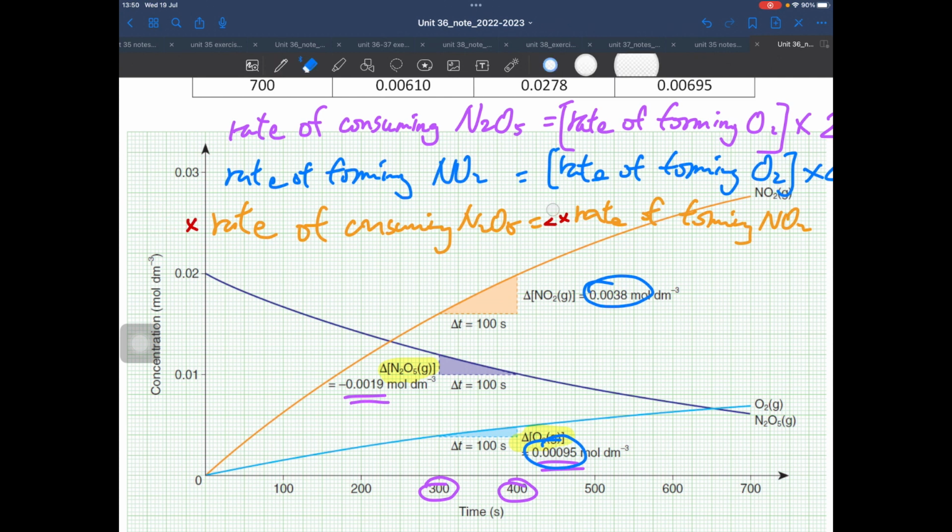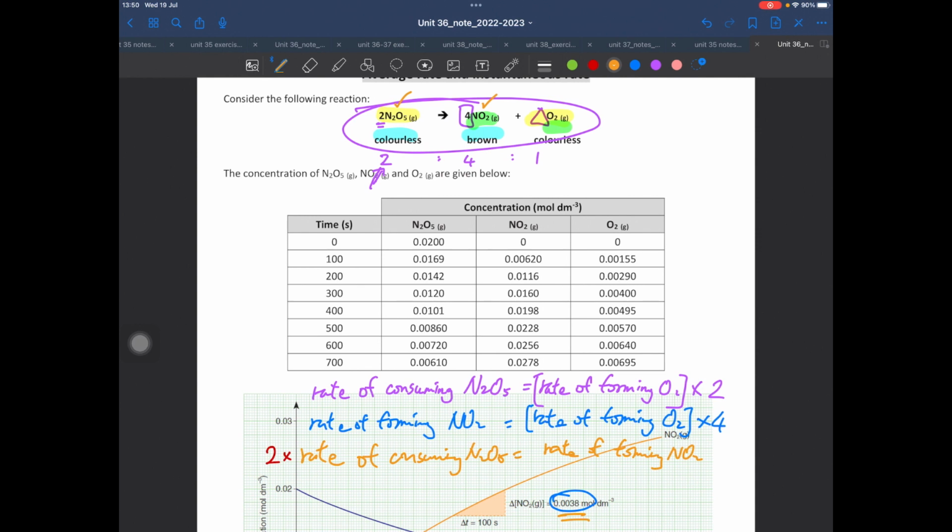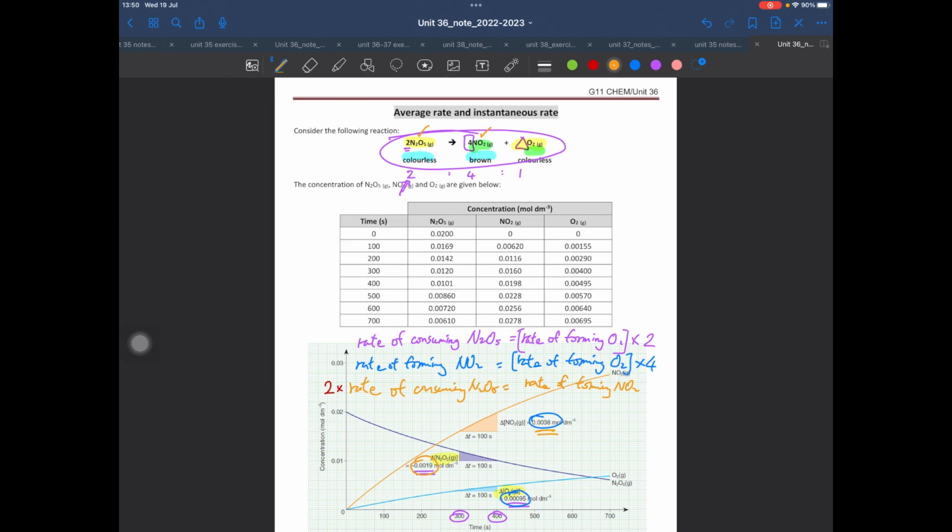But now we simplify our case like this. The formation of NO2 will be double to that of consuming N2O5. And again, this is proven by our data. Right? So I hope all of you will understand the relationship between forming and consuming within these equations. Okay?